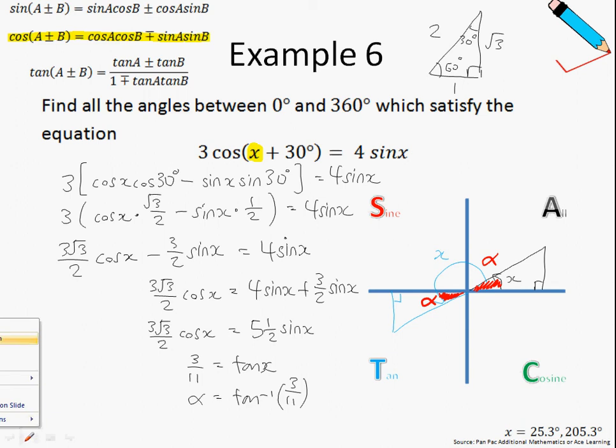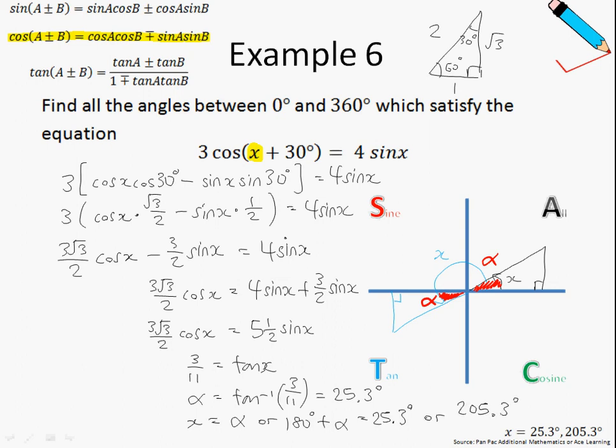Okay, so going back to the question, x can be alpha or 180 degrees plus alpha. Okay, if we were to work out our alpha, we will just arrive at 25.3 degrees. Okay, so by subbing alpha equals 25.3 degrees, I will work out my x to be 25.3 degrees or 205.3 degrees. Okay, so I hope this helps with example number 6.